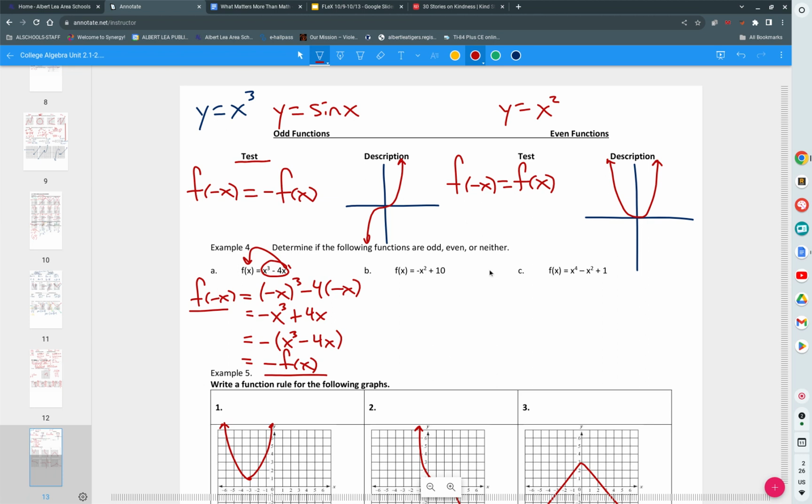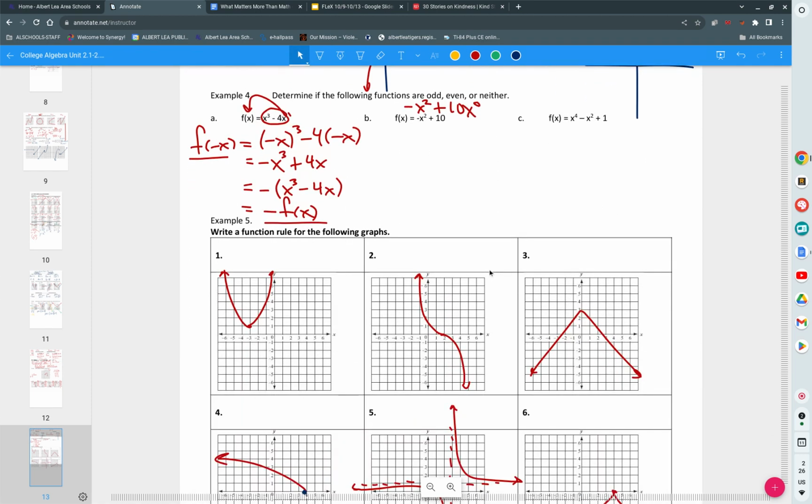Okay, so this one right here, we have negative x squared plus 10, and the variable on it is an x to the 0 power. We don't write x to the 0 power because what is x to the 0 power? Anything to the 0 power is 1. So you can see that these are actually both even powers. 2 and 0 are what we refer to as even powers. We're going to show that this one is even.